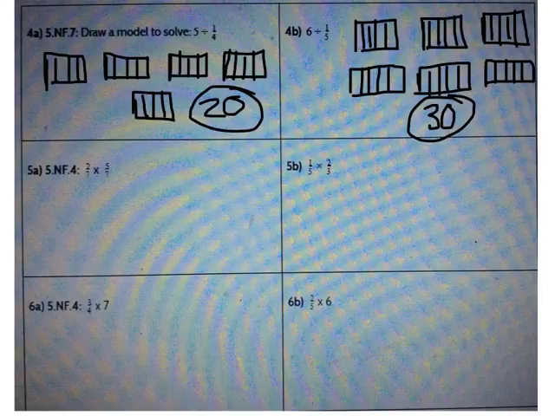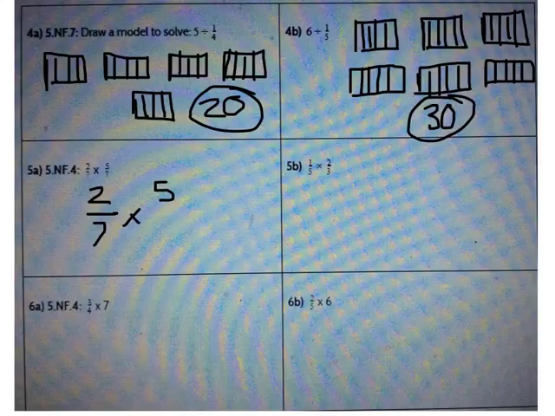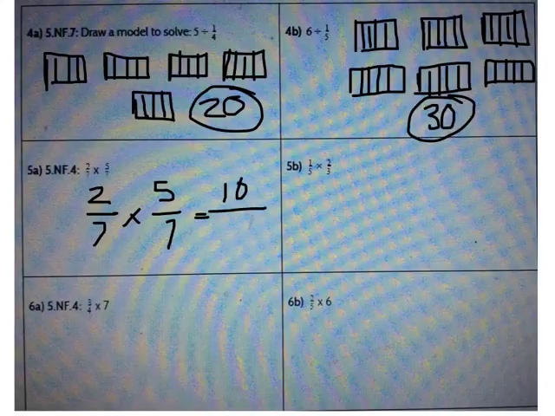Now let's do some fraction multiplication. What's 2/7 times 5/7? Remember, when I multiply fractions, I can multiply straight across. What's 2 times 5? It's 10. What's 7 times 7? It's 49. So the answer is 10 49ths. Now you try one. What's 1/5 times 2/3? Go ahead and answer that problem now.